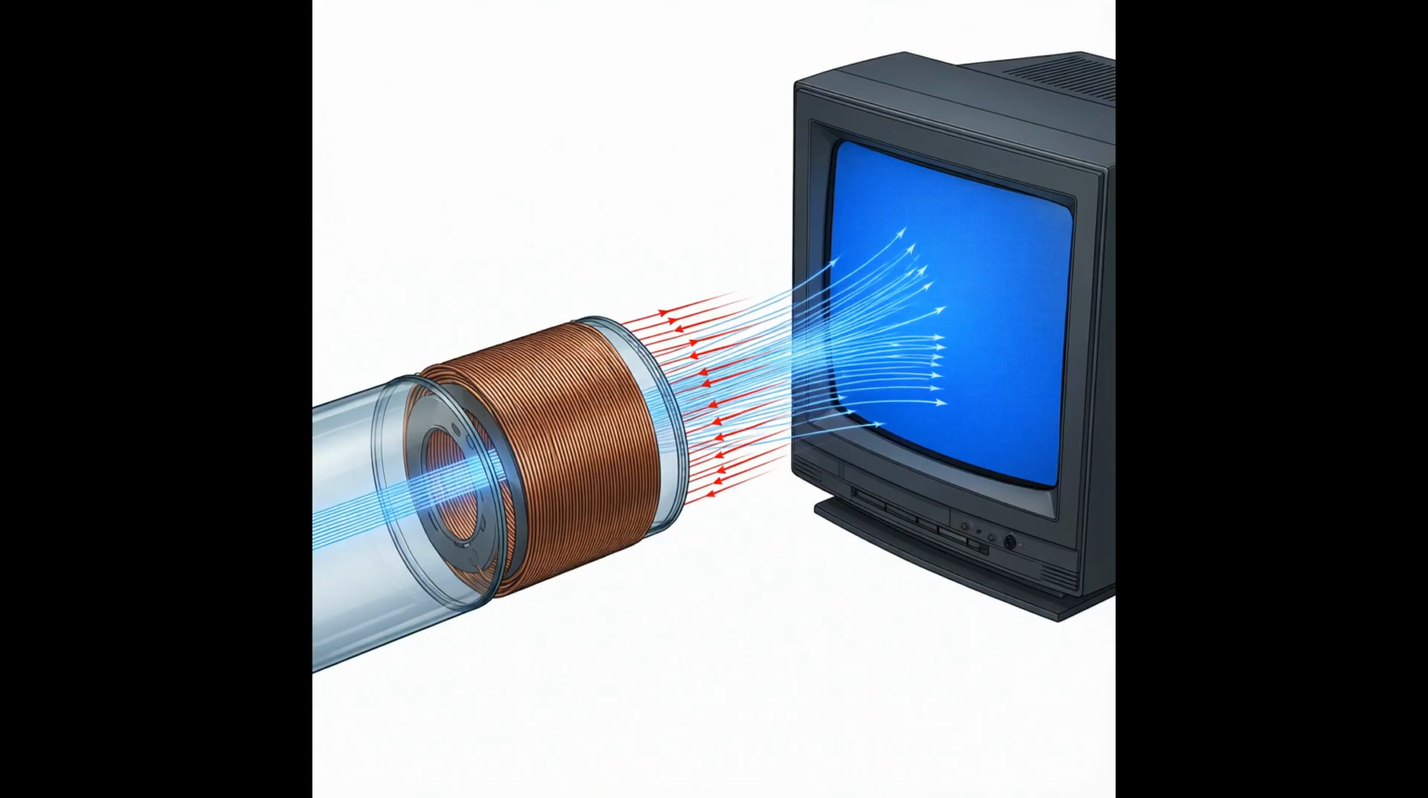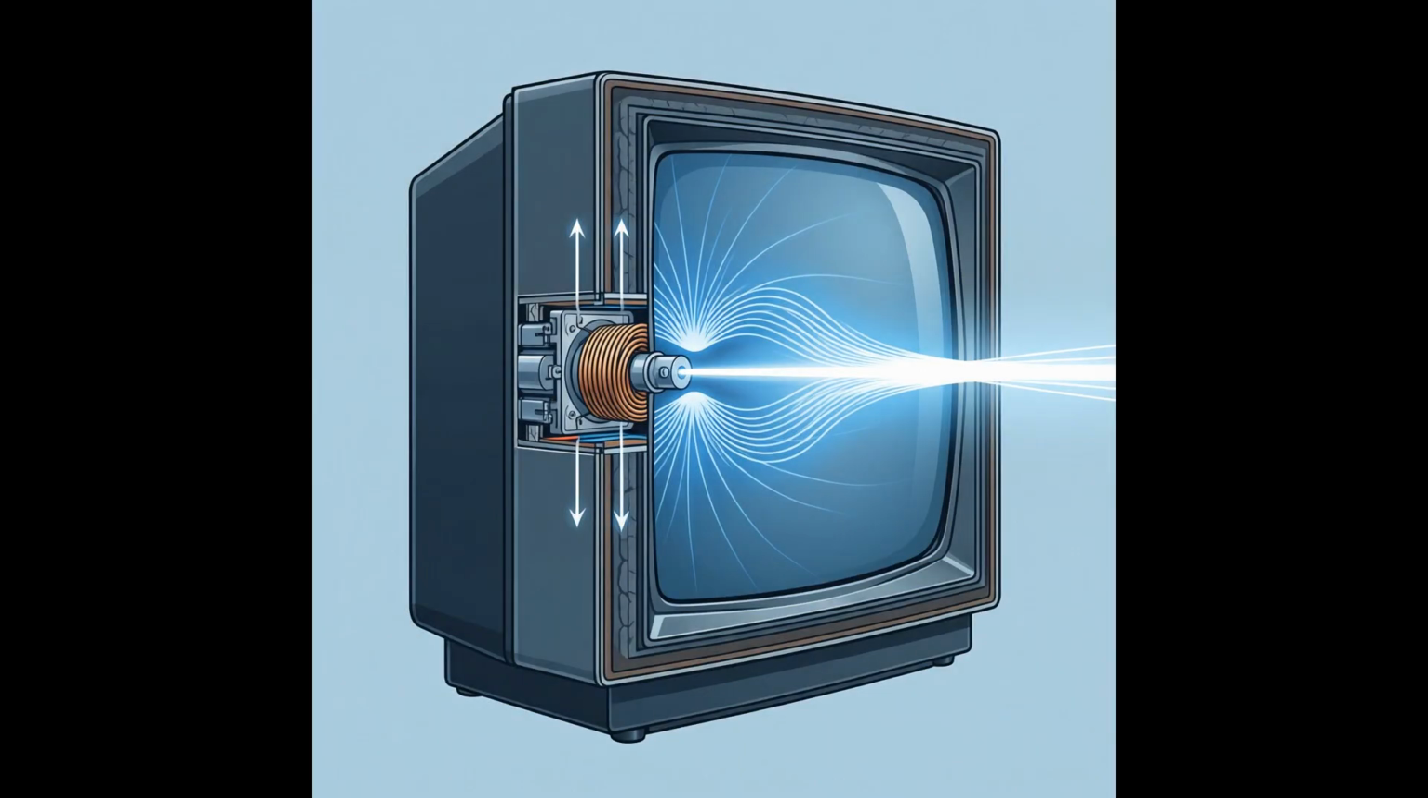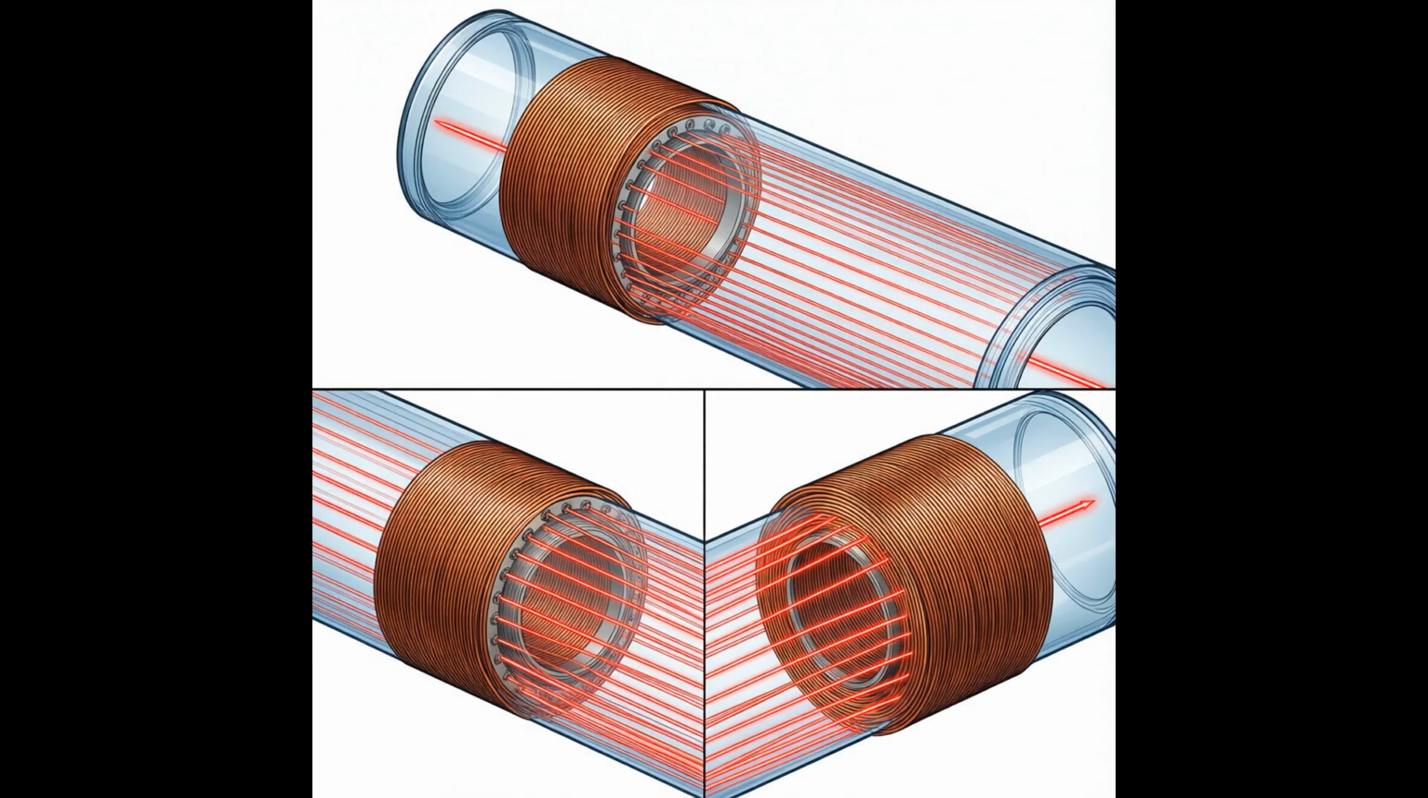When an electric current flows through these coils, it generates a magnetic field that exerts a force on the moving electrons according to the Lorentz force law. This physical principle dictates that a charged particle moving through a magnetic field experiences a perpendicular force that alters its trajectory without changing its speed.